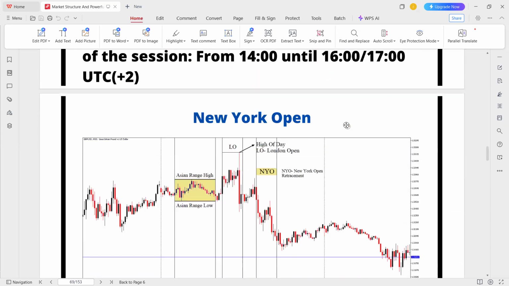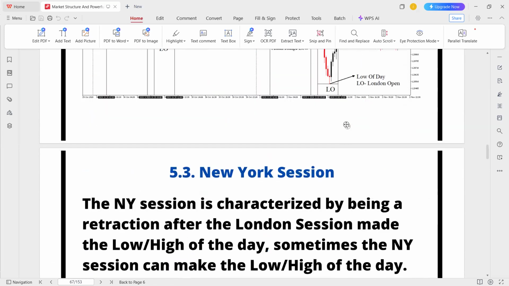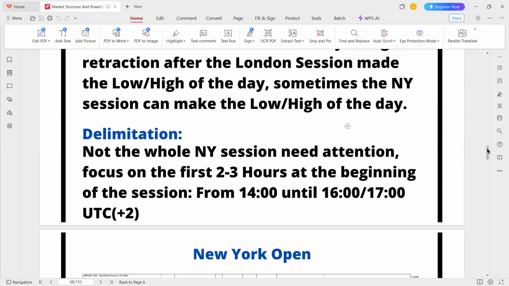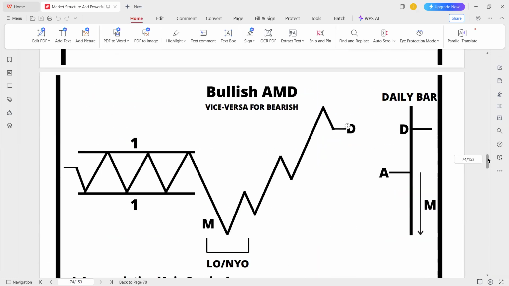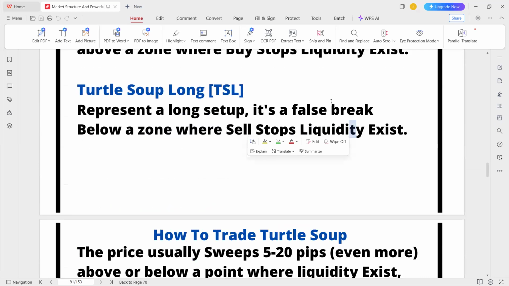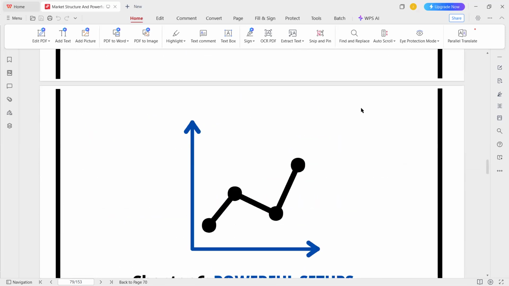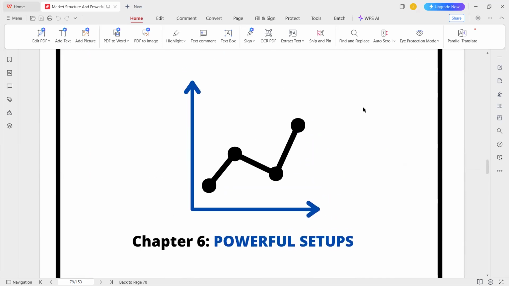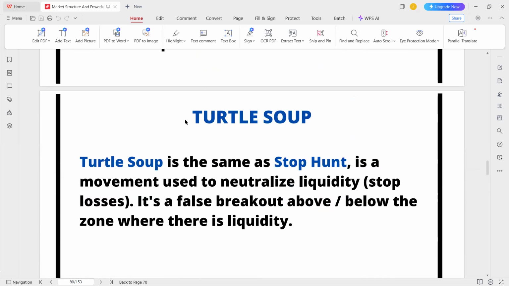So let's quickly check where chapter 6 starts. Okay, there we go. We're going to start off with chapter 6, powerful setups, Teto soup. This is one of the setups the author gave us to go through.